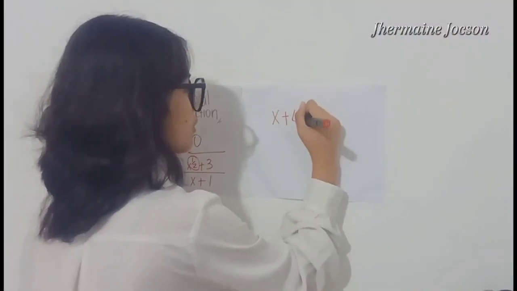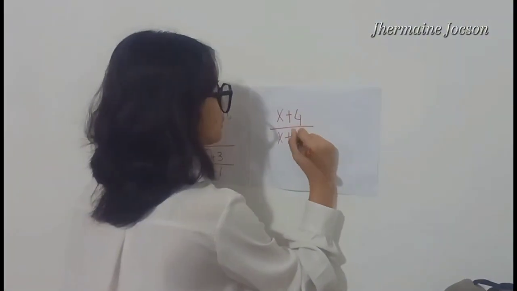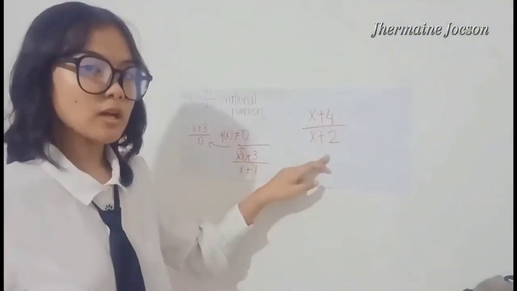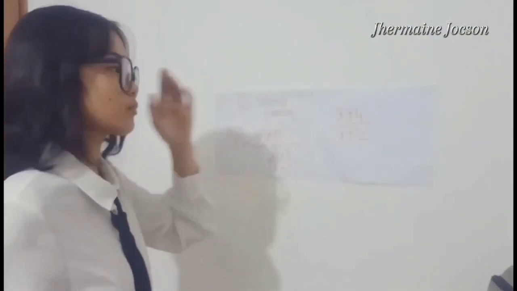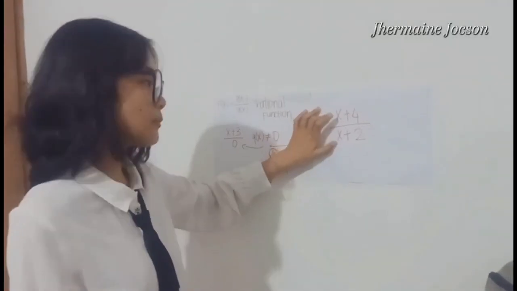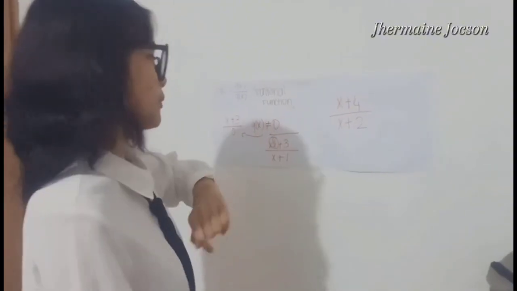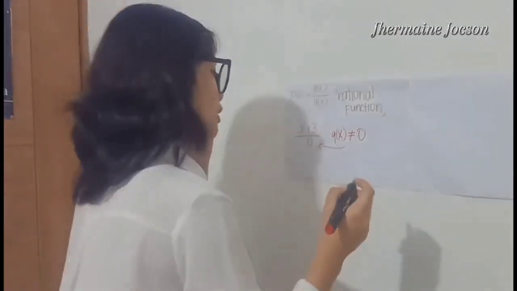Now let's continue to examples. x plus 4 over x plus 2. This equation is a rational function. Why? Because it is said that both our numerator and denominator are supposed to be polynomial, and both of them are polynomial. Now let's say that we have this equation.